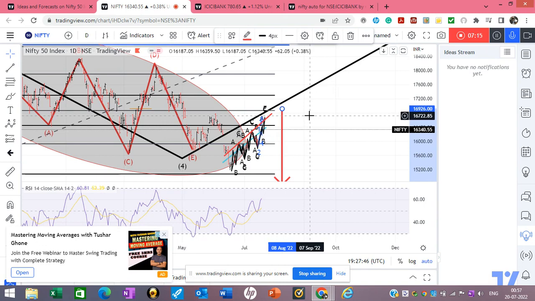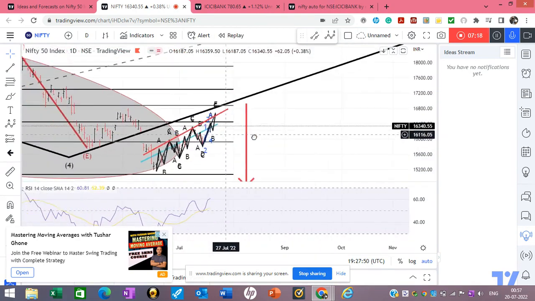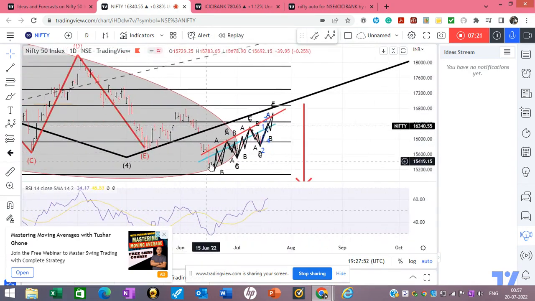Nifty, these are all corrections. Triangles are always corrections. And wave C, generally this A, B, and C, either it will be a running flat or an expanded flat. This might go a little bit higher up, but we are in the last phase, last of the last wave. Okay, and same pattern is also developing in Nifty Bank.